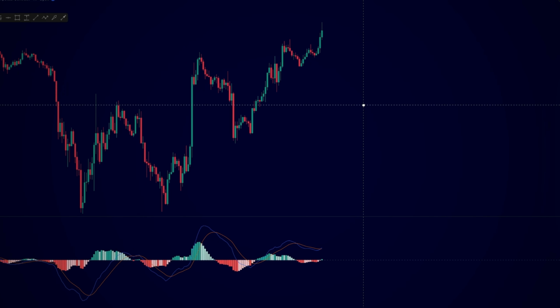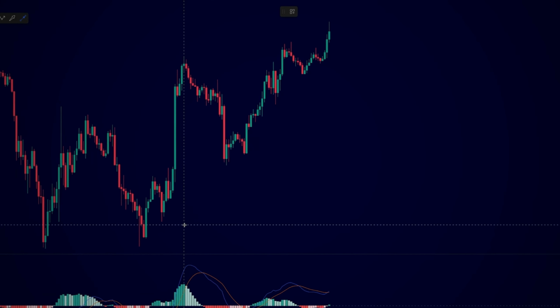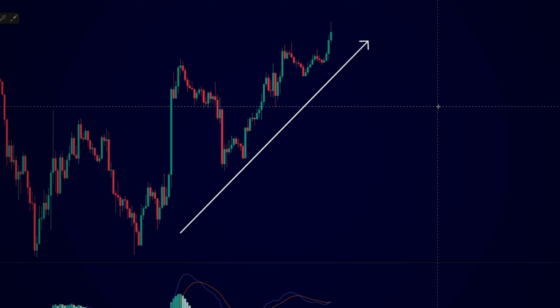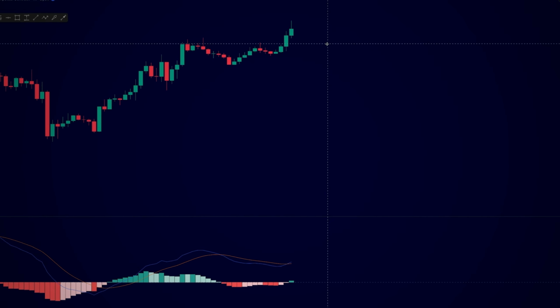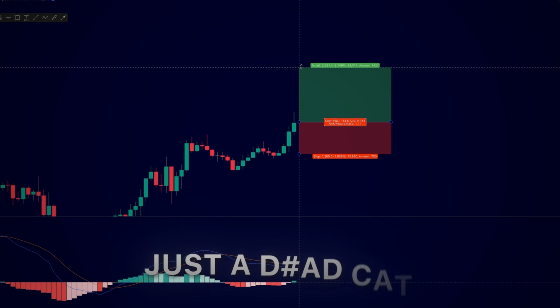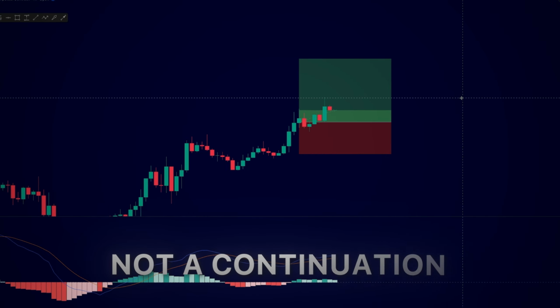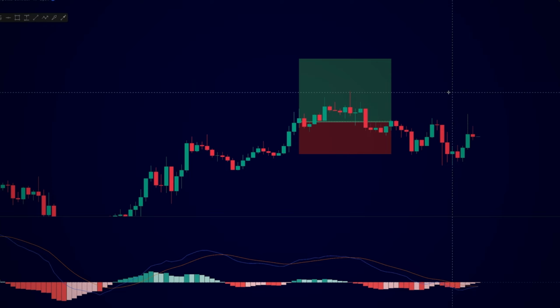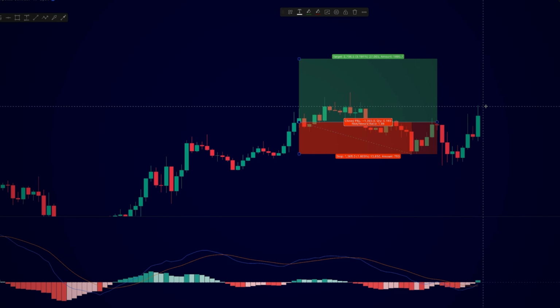So what's the main problem with the standard approach? Imagine the market is in a steady uptrend. The price keeps rising and suddenly the MACD gives an upward crossover. A beginner happily opens a long position and ends up with a loss because it was just a dead cat bounce, not a continuation of the trend. The indicator worked, but the context was ignored.